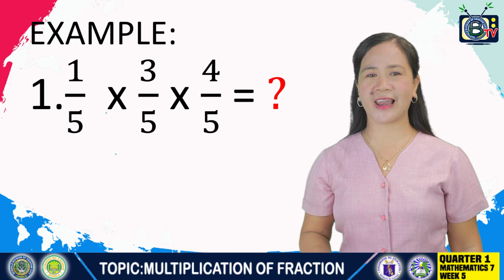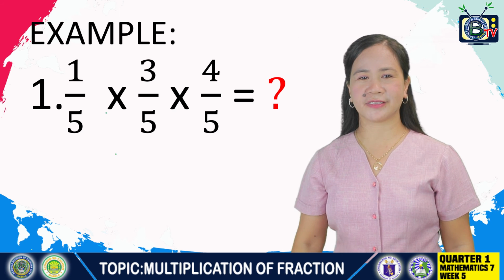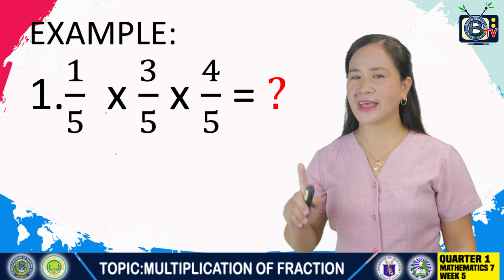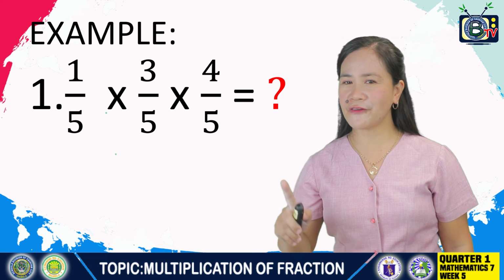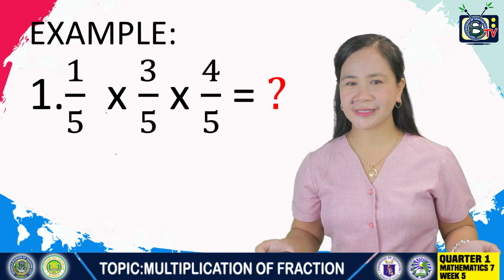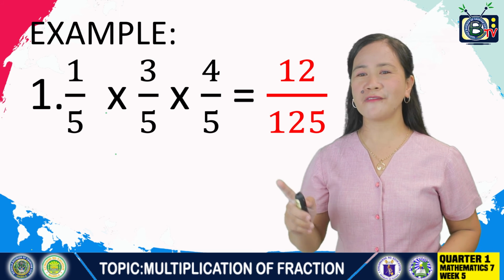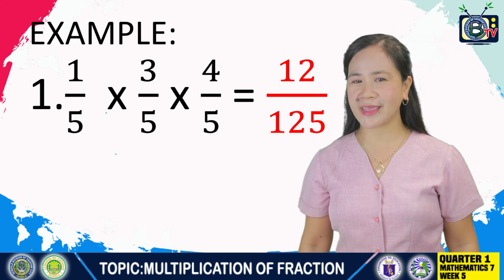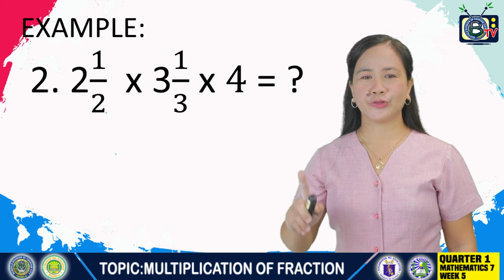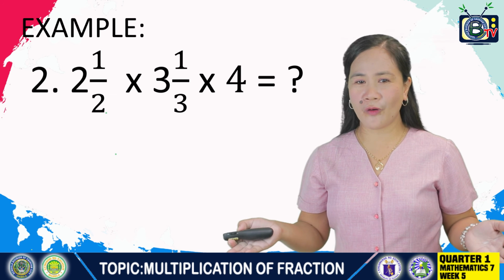Okay, it's your turn, class. Find the product of these fractions. Number 1. 1/5 times 3/5 times 4/5. What is your answer, class? Okay, the product is 12 over 125. Number 2. 2 and 1/2 times 3 and 1/3 times 4.